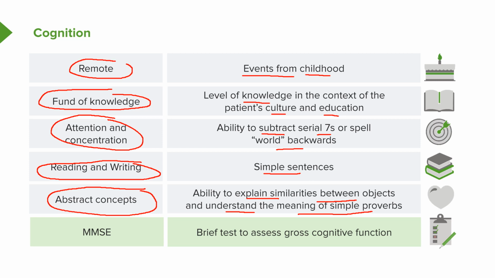So you have your mini mental status exam, which you can use to briefly test for gross cognitive function of the patient. For example, for abstract concept, you can ask them for the difference between an apple and an orange and what their similarity is. They could say they're both circular, which would be very concrete thinking, and that would be a good test for their abstract concept.